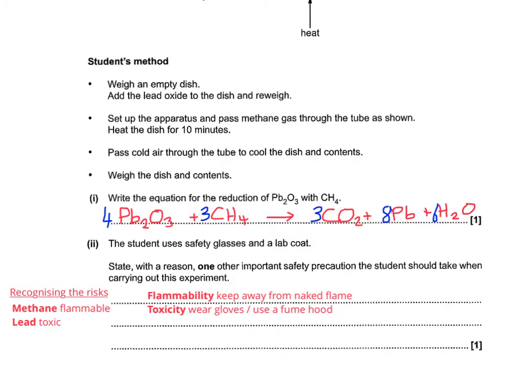So depending on which of the two things you choose to talk about, you must state what it is that's flammable or what it is that's toxic, and then say what you need to do to minimise the effect of that risk on the student. In other words, what you need to do is state the source of the hazard, the chemical that you're talking about, the risk associated with having that chemical in the practical, and the control measure that's put in place to minimise the danger from that risk.